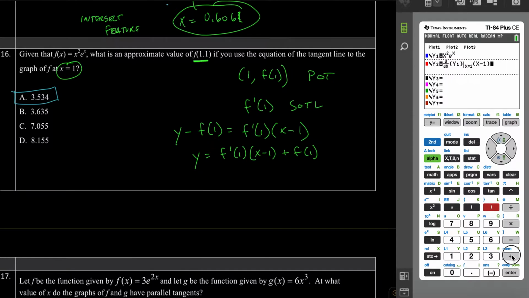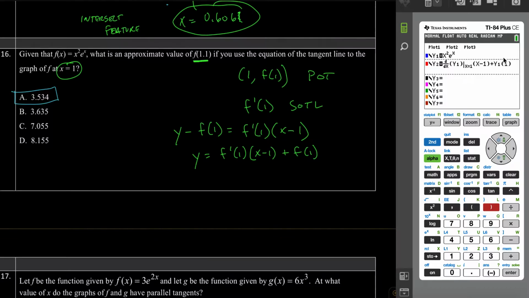It depends how easy it is to calculate f of 1. In this case, it's pretty easy. I could put in here alpha, y1 of 1. Let's do that. Alpha, in case it was a harder function to evaluate, y1 of 1. That represents f of 1. So this thing here, if you understand what's happening, that really is the equation of our tangent line.